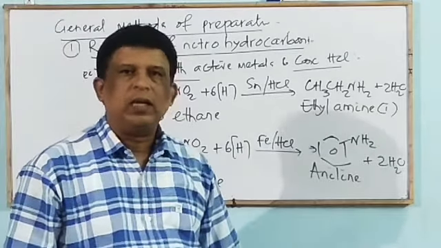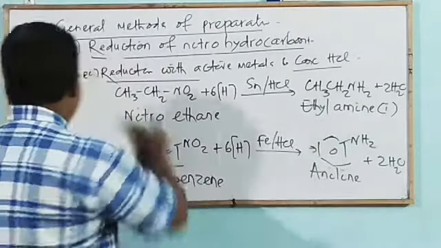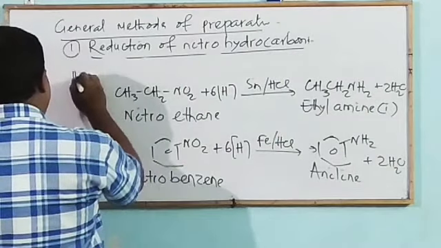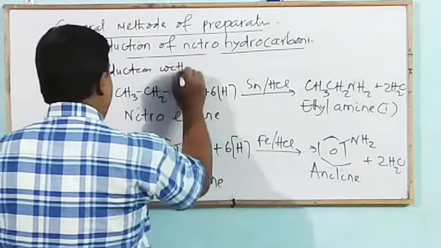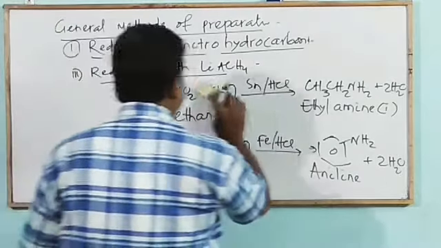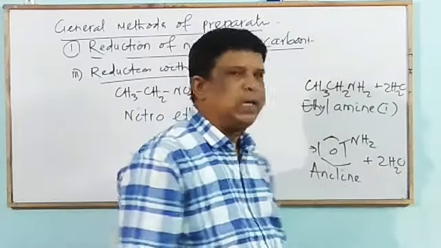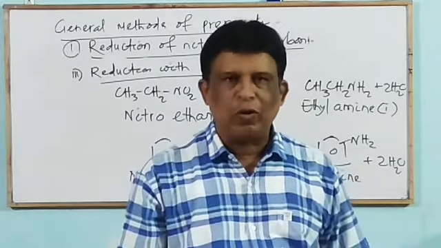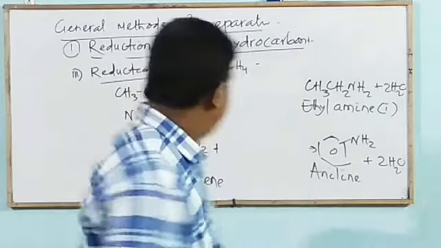Third sub-method is reduction with the help of lithium aluminum hydride. Mark that. Same thing, aliphatic as well as aromatic amines are easily prepared by the reduction of the corresponding nitro compound in presence of lithium aluminum hydride. Mark that equation.